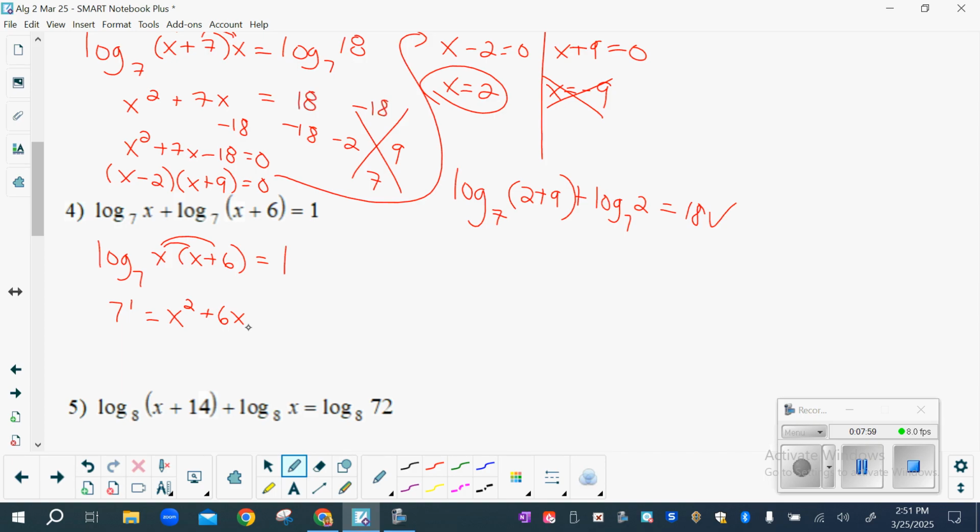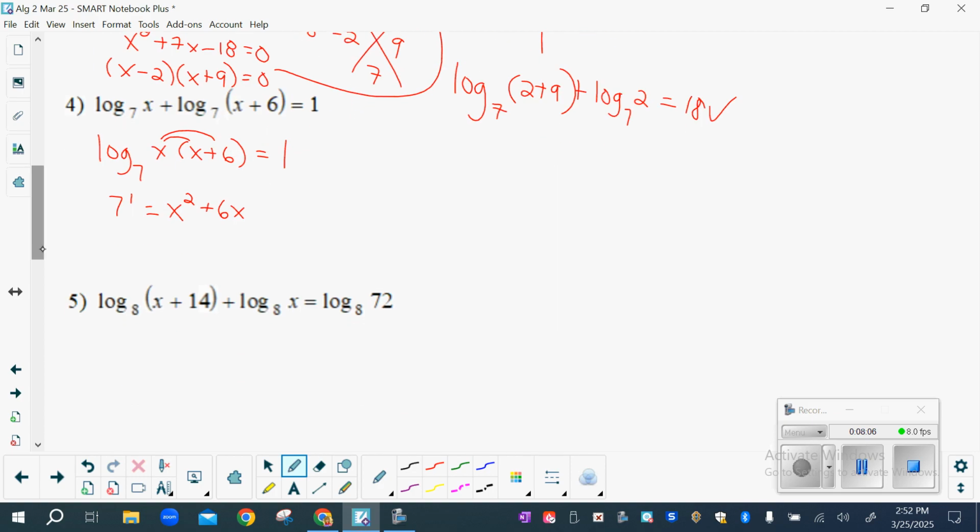I want it to equal 0. So what would I do to get it equal to 0? Yeah, subtract 7. Good. So I get x squared plus 6x minus 7 is 0. And again, because of that x squared and 6x, I want to factor: what multiplies to negative 7 and adds to 6? Negative 1 and 7.